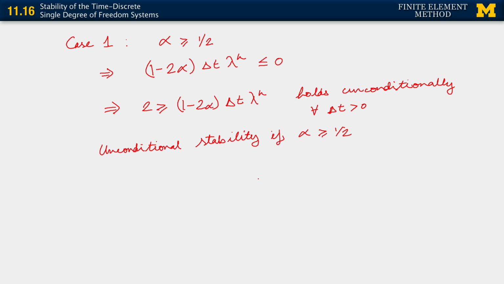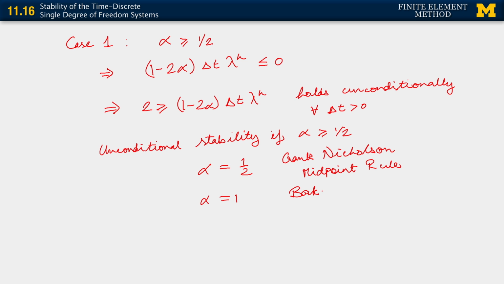Okay, so in particular, observe that alpha equals 1/2, which is the Crank-Nicholson method, or the midpoint rule as I sometimes call it, there's a lot of other people call it. Or even alpha equals 1, which is backward Euler. These are both unconditionally stable. You can take a time step as big as you like and you're okay. The solution may be terrible, it may be very inaccurate, but you're still stable. The solution will not blow up. The magnitude of the amplification factor will remain bounded by 1.